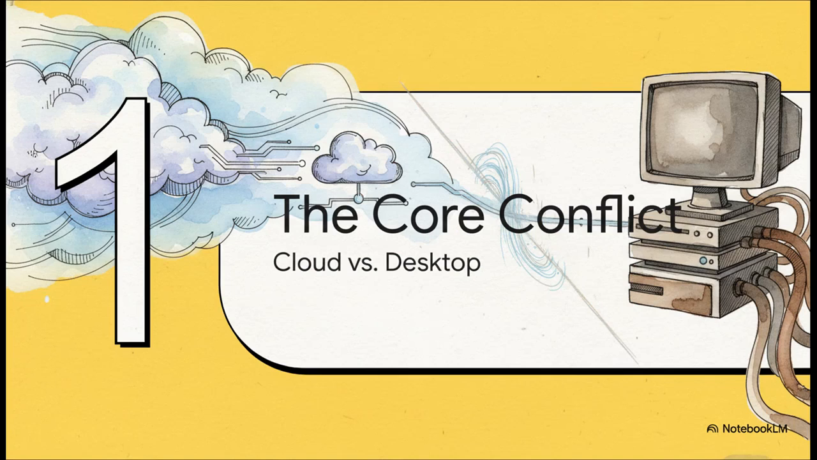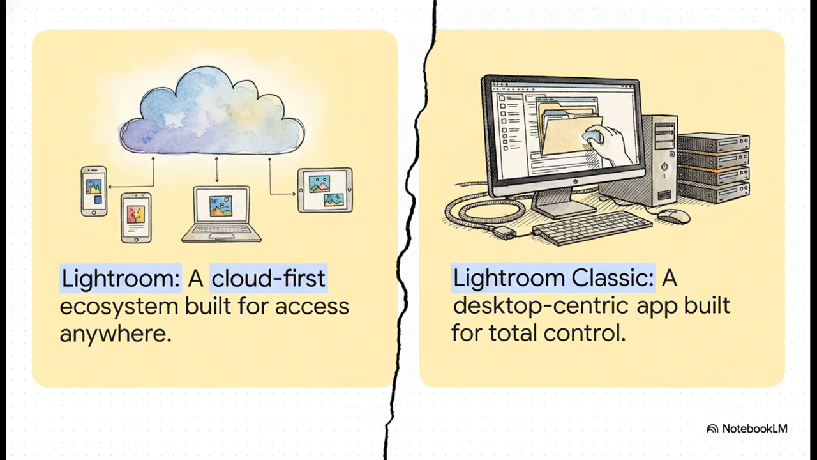So, to really get a handle on these two apps, you've got to start with the single biggest thing that separates them. And it's not really about features, it's more about philosophy. Yeah, it all boils down to this one core conflict: the cloud versus your desktop. And honestly, this slide right here says it all. On one side, you've got Lightroom, the newer one, and it's all about the cloud. It's an ecosystem where your photos live online, so you can get to them from anywhere. But on the other side, you've got Lightroom Classic, which is this total desktop powerhouse. Your photos live on your hard drives, giving you absolute control. And that one difference really shapes everything else about how these programs work.